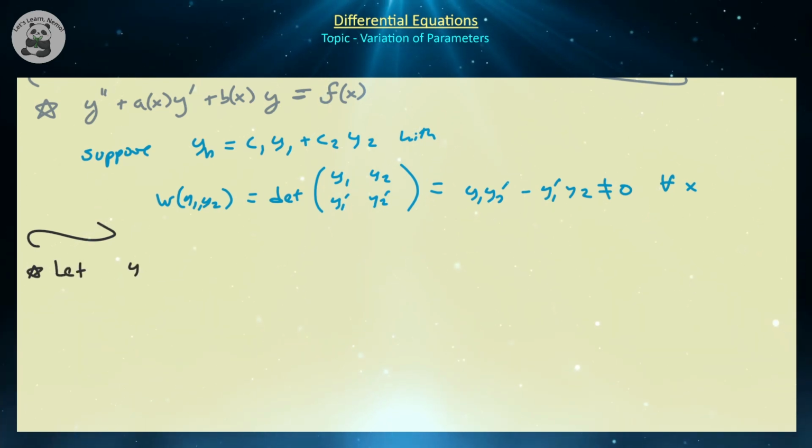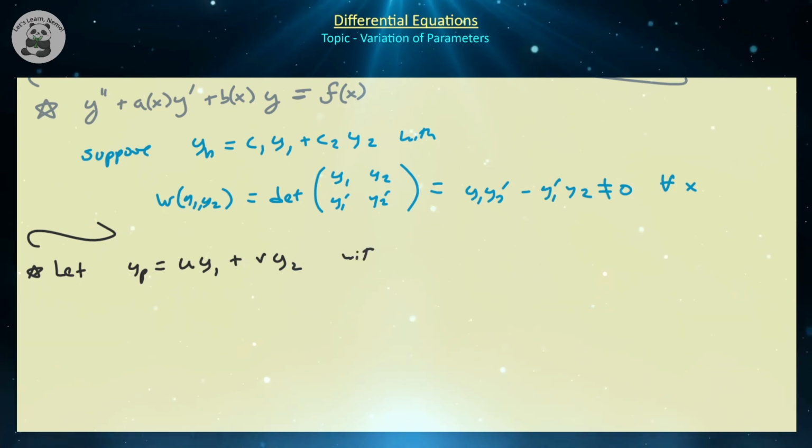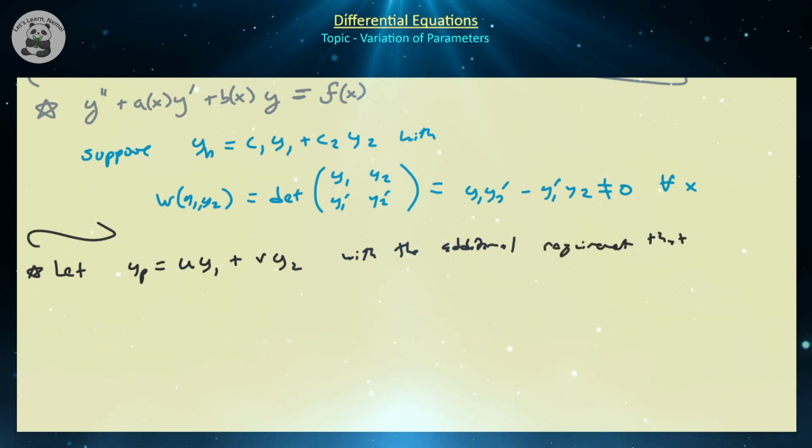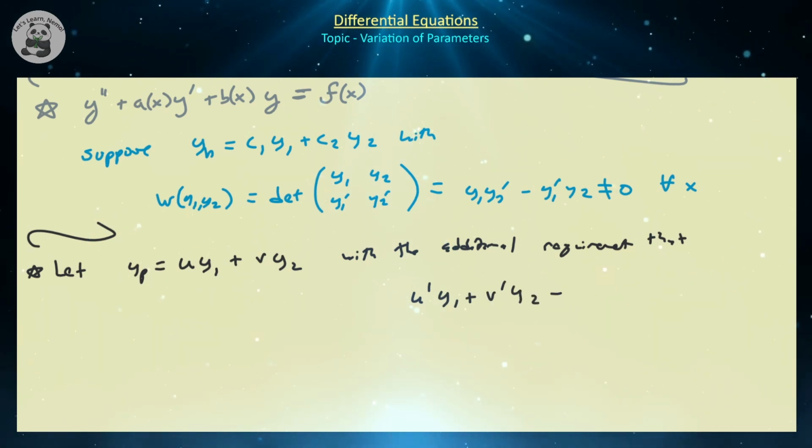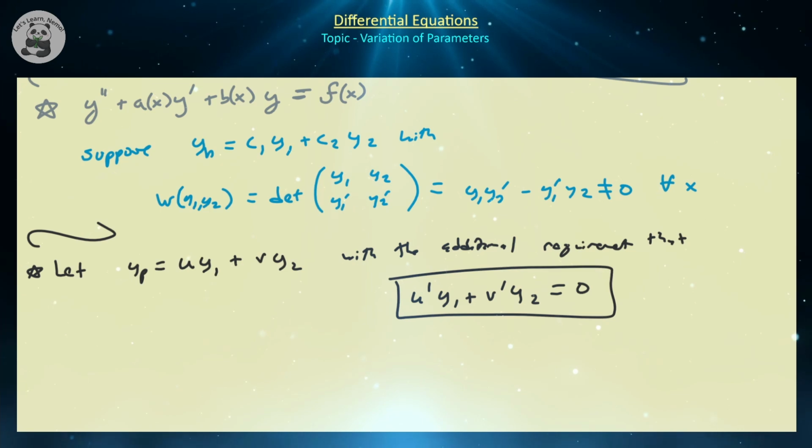So variation of parameters works by letting our particular solution be of the form u y1 plus v y2, where u and v are some functions, right? And let's also assume, with the additional requirement, that u prime y1 plus v prime y2 will be equal to 0.